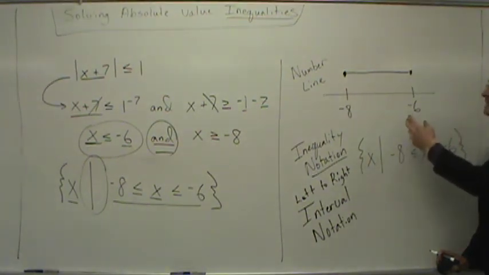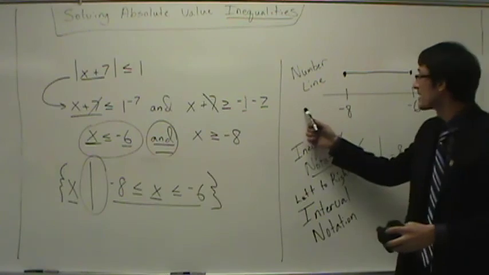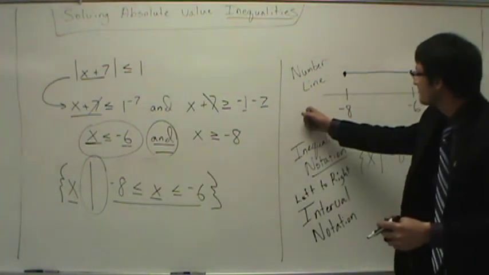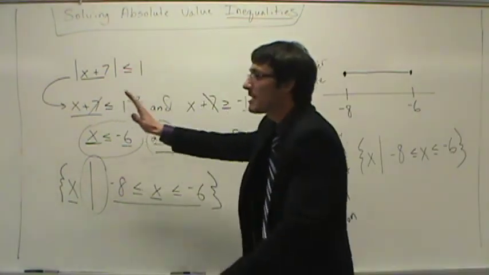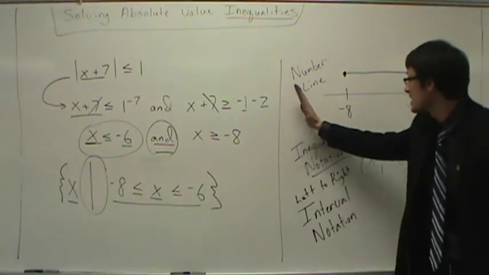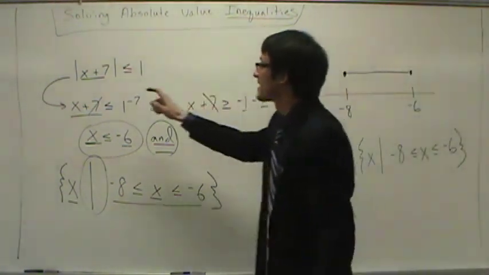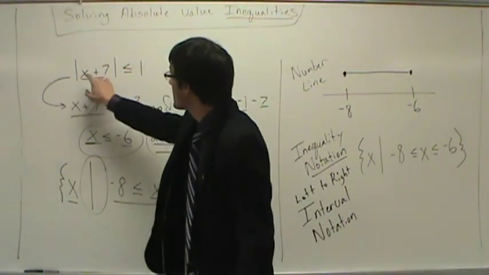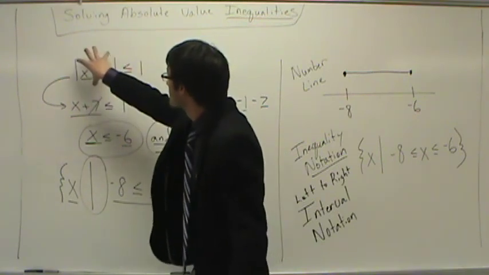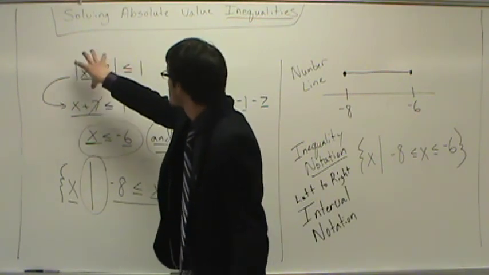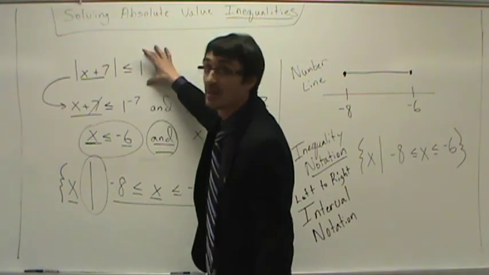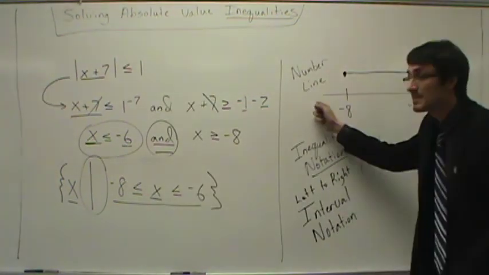Okay, let's pick a number. Here, I'll show you. Pick a number below -8. Something smaller than -8. How about -10? Is -10 smaller than -8? Yes. Let's put in -10. -10 plus 7 is -3. The absolute value of -3 is 3. Is 3 less than 1? No. Okay, so -10 is not a solution.